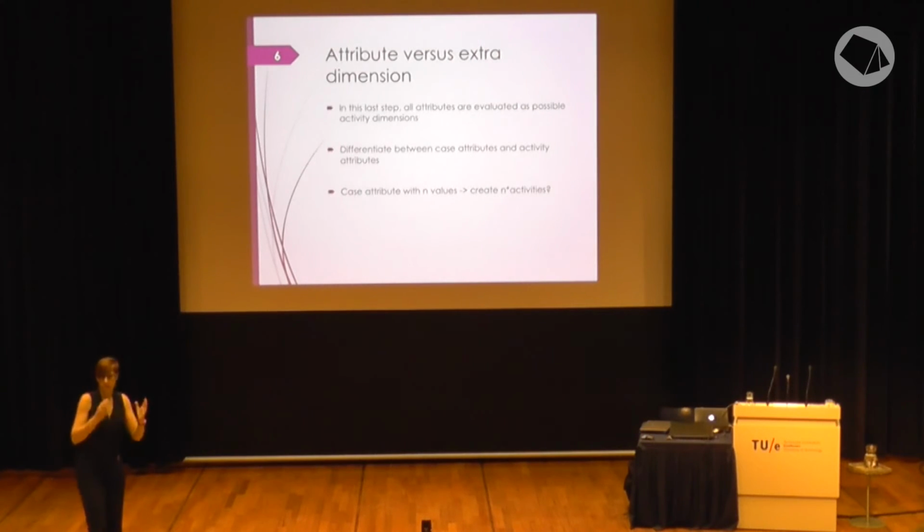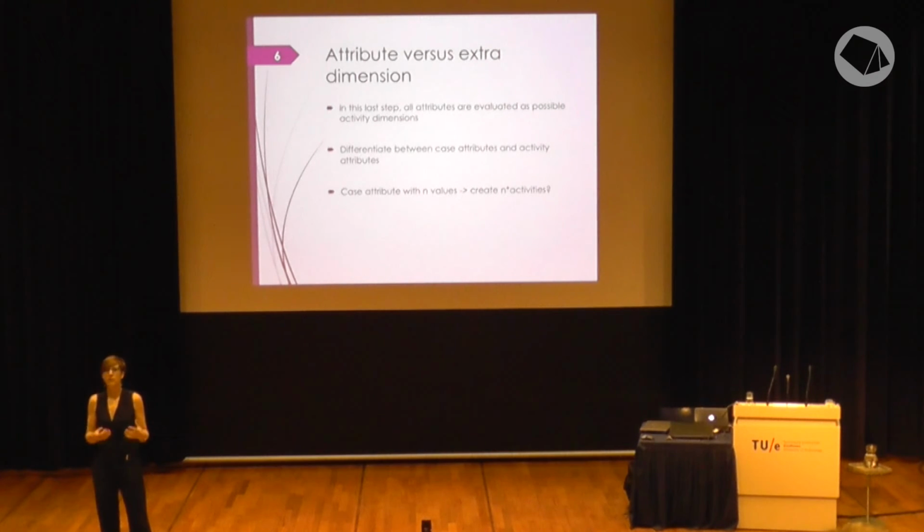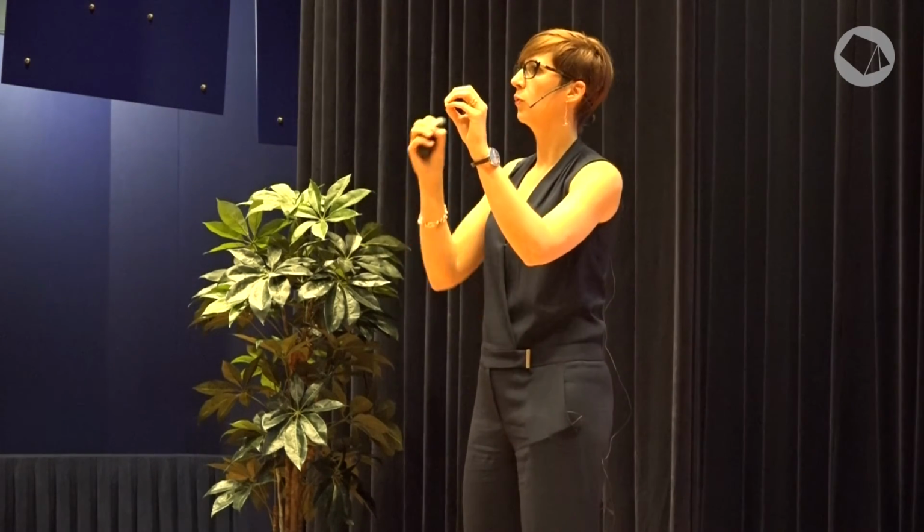So it's important to differentiate between case attributes and event attributes. So case attributes tell something about the case as a whole. If there are n possible values, you might be interested in creating not 6 activities, but n times 6 activities. I'll go to an example in the next slide. An activity attribute with n values, you might want to split one certain activity that the activity attribute tells something on. You might want to split that again in n activities. Let me show it again visually with an example.